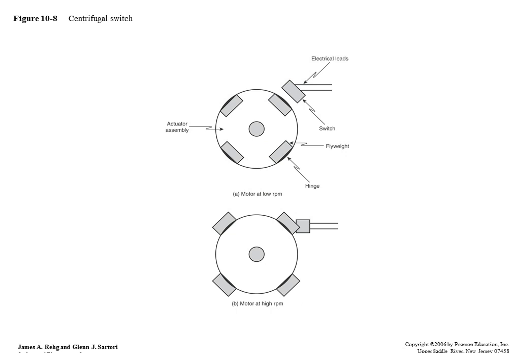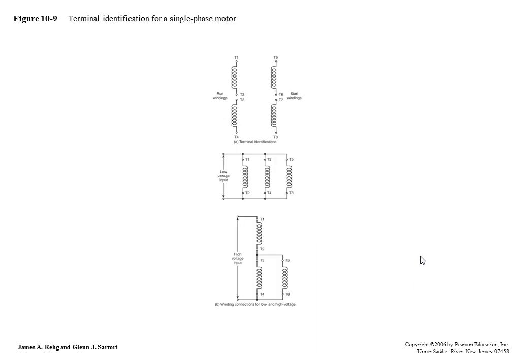This is a centrifugal switch. As I go faster, at low RPM I'm not touching. At high RPM I am touching. Well, we don't really care about that. Now, how am I going to hook these up? This is a single phase motor.